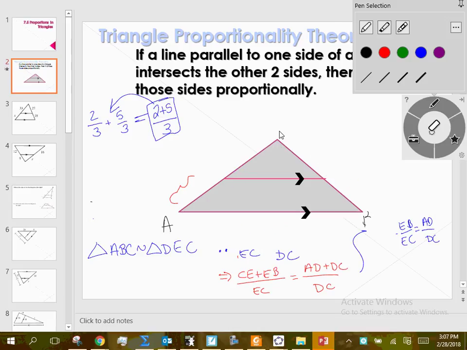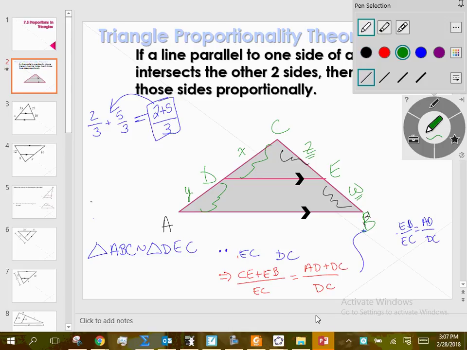Okay, so let's look at this. This was B, C, D, and E. We've got EB. So let's call that W. Compared to EC, let's call that Z. Can we do that? And then AD, I think we had that called Y earlier, right? And DC called X. So we're comparing this little part to that little part, and then that part to that one. Does that make sense to everybody?